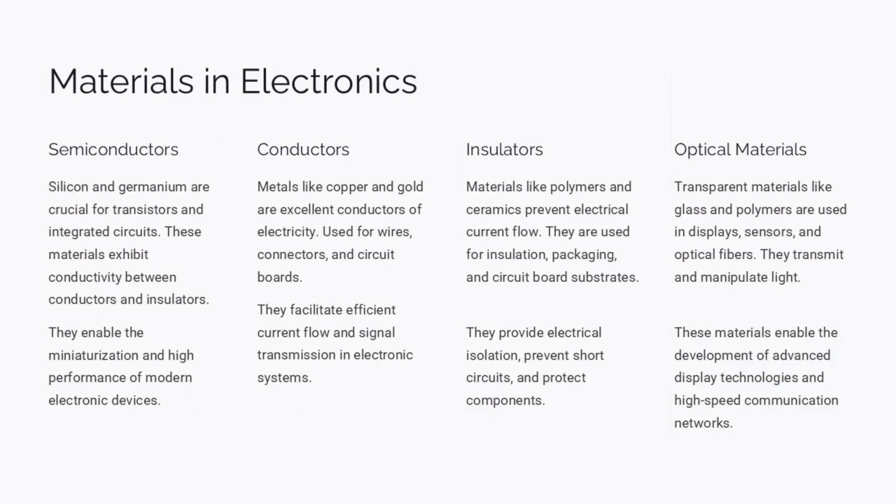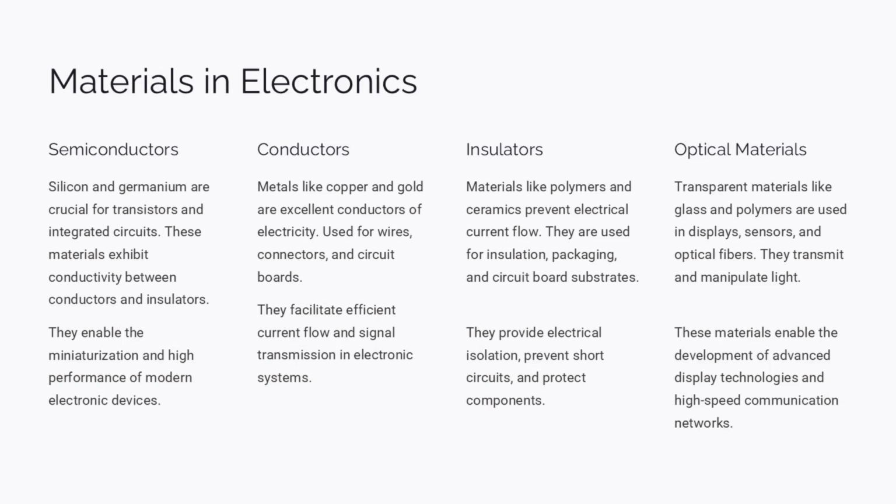Electronics rely on a variety of specialized materials to function. Semiconductors like silicon and germanium are crucial for transistors and integrated circuits. They enable the miniaturization and high performance of modern electronic devices. Conductors like copper and gold facilitate efficient current flow and signal transmission.